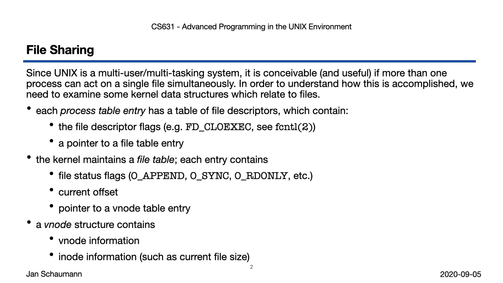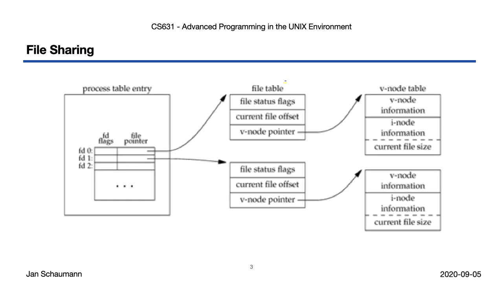Anyway, so here's what all this might look like. Again, we see the process table, with each entry pointing to a file table entry, with each of those entries pointing to a vnode table entry, which finally contains the inode information, as well as, eventually, a pointer to the actual blocks on disk used for the contents of the file.